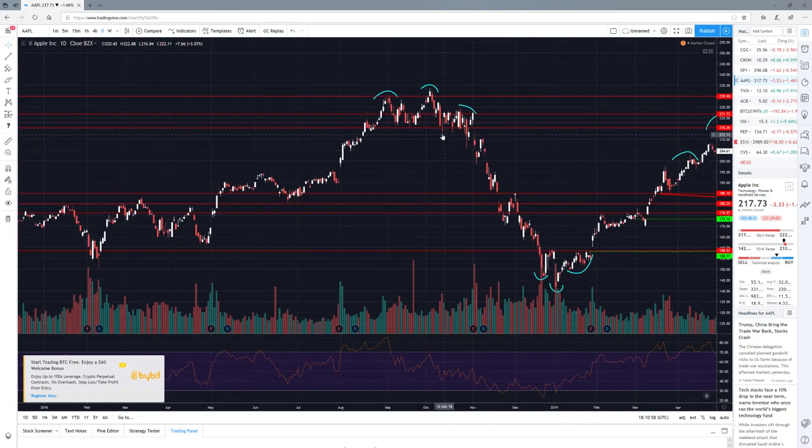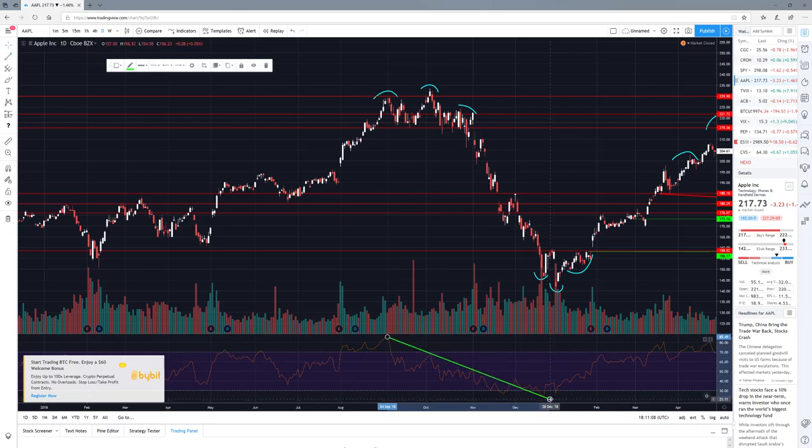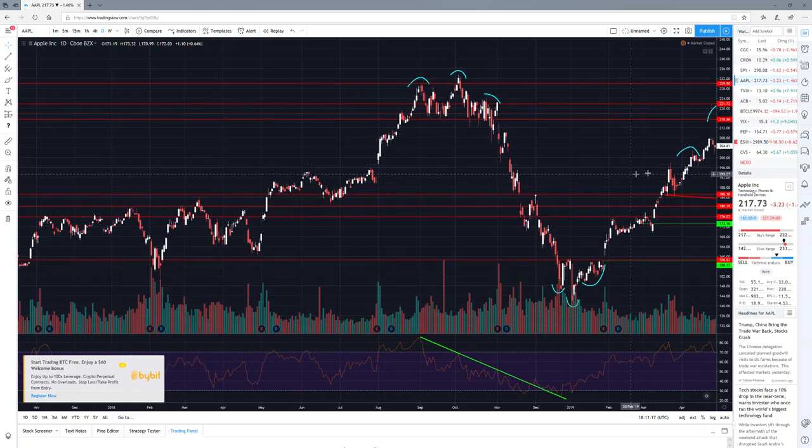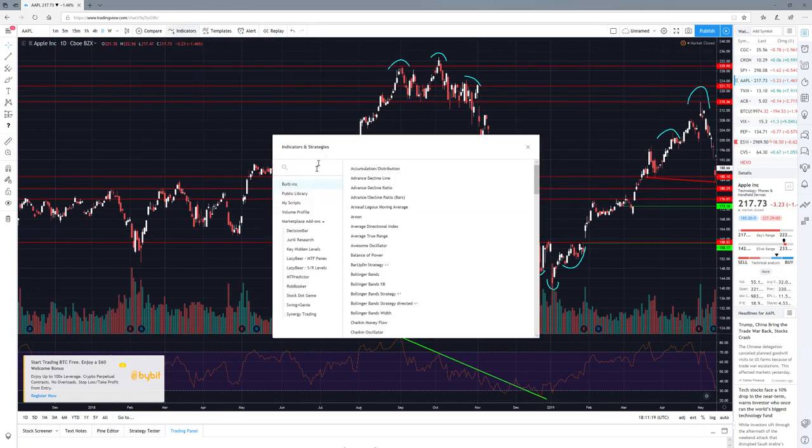So here's the head and shoulders. Also, the main indicator and pretty much the only indicator I care about is RSI. There's MACD, which is very useful too to look at momentum. There's Ichimoku clouds, which I can show you.